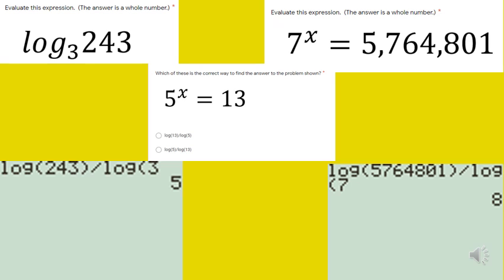And you had one more question that was pretty much the same thing. If you have the problem 5 to the x equals 13, this one's going to be the log of 13 divided by the log of 5.